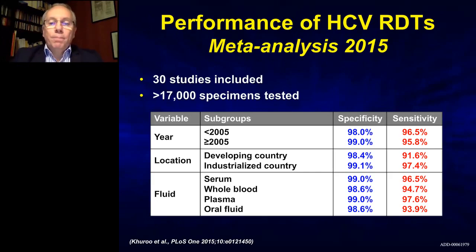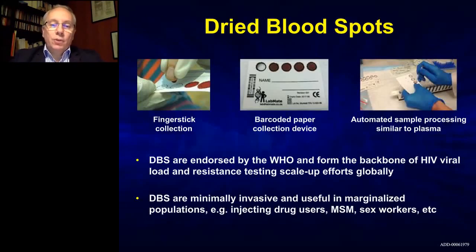The other possible way by which you can screen for anti-HCV antibodies is the use of dried blood spots. The principle of the dried blood spot is very simple. The first step is fingerstick collection, where you take the patient's blood and load it onto the paper. Then there is a barcode which allows you to identify the patient and to collect the blood sampled and dried on the paper directly, the filter paper.